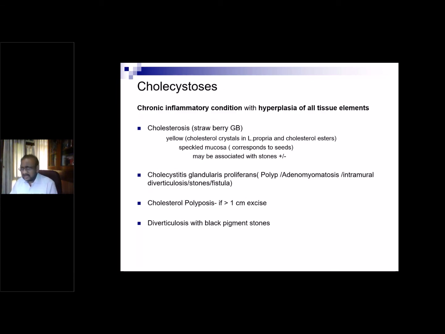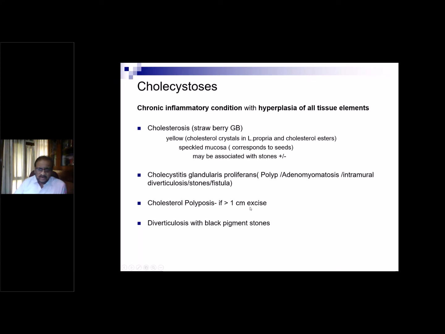Now, cholesterosis, I think this is not a very common problem. You have basically very chronic inflammatory conditions along with hyperplasia of all tissue elements, and it could manifest in these 4 types. I think you can go ahead and read this. Cholesterosis, where you have a strawberry gallbladder, those yellow studs inside the mucosa giving rise to strawberry gallbladder mucosa. Adenomyomatosis, you can have the 4 types: polyp, adenomyomatosis, the intraluminal diverticulosis, stones and fistula.